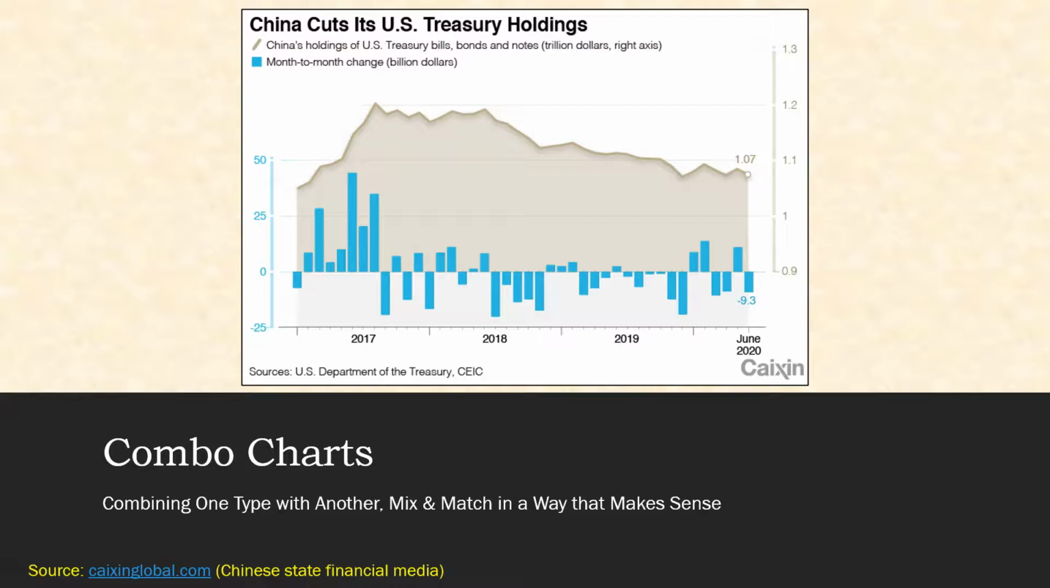So I thought this was a very effective combination chart. We see both the big picture with the area chart and the month-to-month picture with the column chart. And at the same time, you see how they correlate with each other. It makes a little bit of sense.